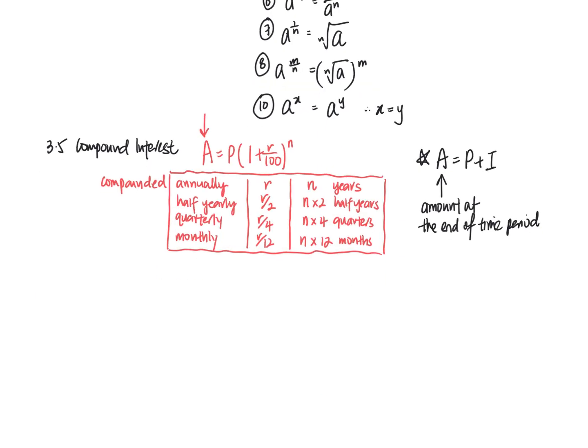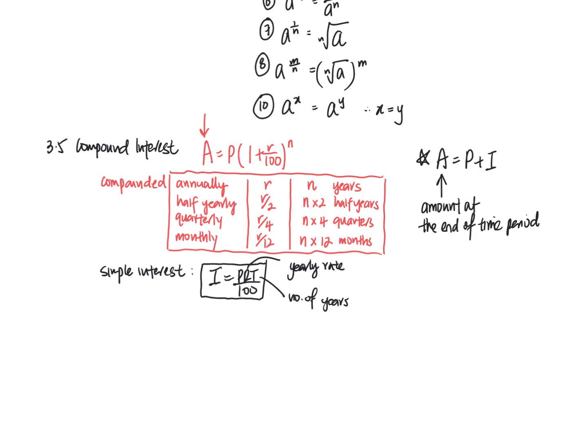Okay, listen. Next one is simple interest. Simple interest formula is not given to you, so you have to memorize it. So it's I equals PRT over 100. Every time this is a yearly rate, and this is the number of years. If it varies, like monthly rate and so on, it will follow the table up there. It's the same thing. So when you divide by 2 there, here it will become multiplied. So just take note of the difference. Then next one is 3.6 standard form.